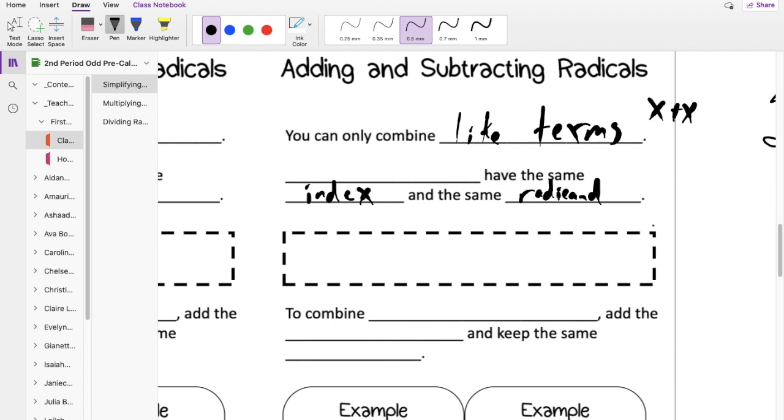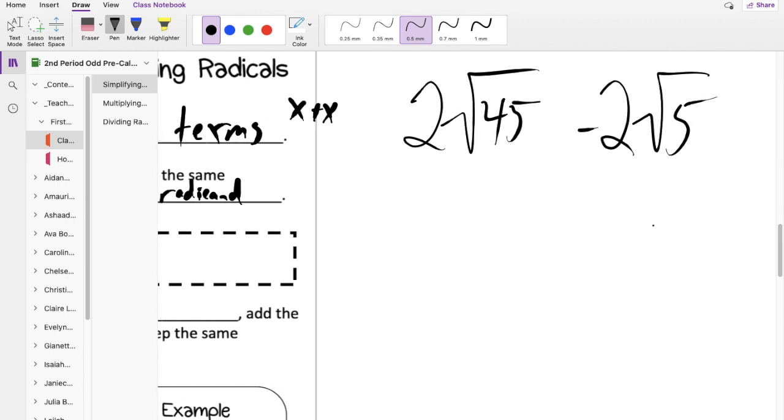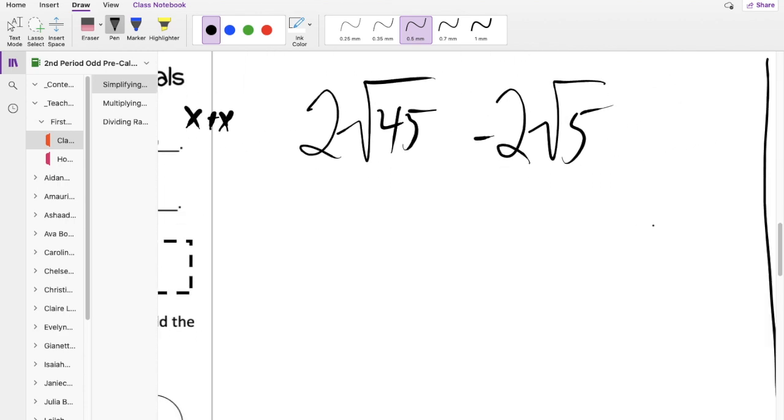So let's look at some examples. We have 2 root 45 minus 2 root 5. Looking at it, we have two radicals. Both have the exact same index of 2, but the radicands are different. We have 45 in one radical and 5 in the other. But we can simplify first.